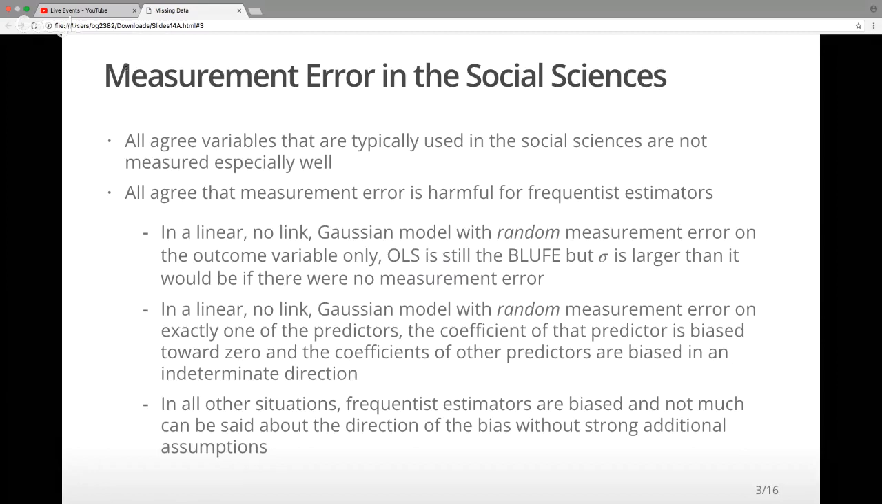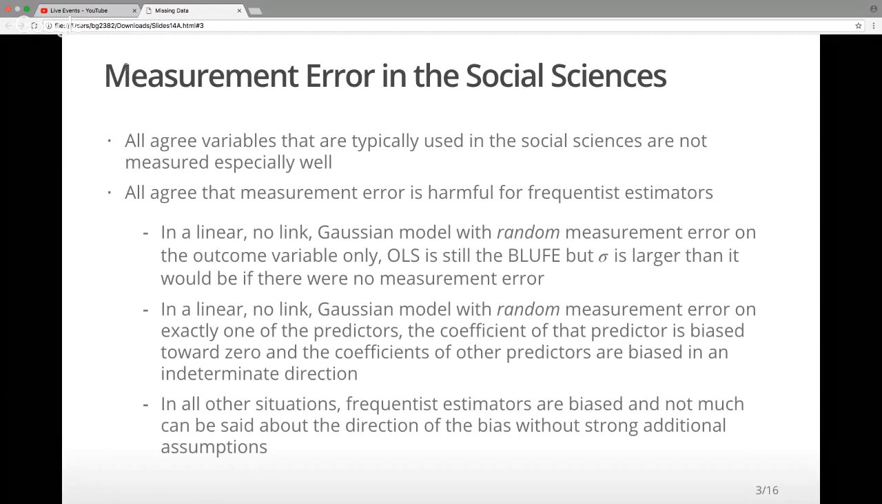So in that one particular case, random measurement error is not so bad, although the fact that the true sigma is larger means your estimated standard errors are going to be larger, your estimated confidence intervals are going to be wider, and maybe harder for you to reject a null hypothesis about this or that. But there's nothing really wrong with the estimator in an OLS framework when the outcome variable has random measurement error. So that is like the best case scenario.